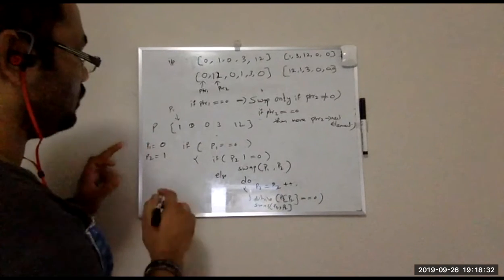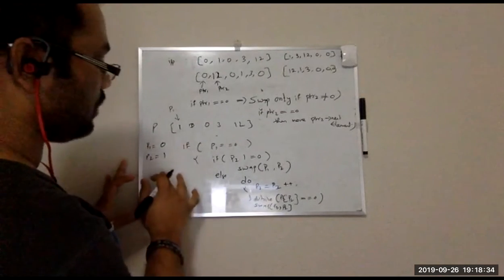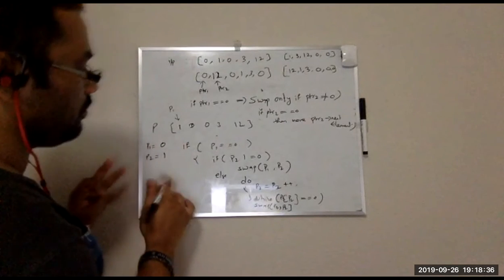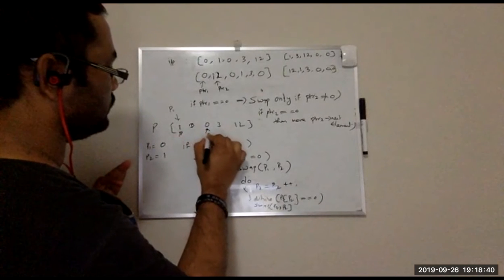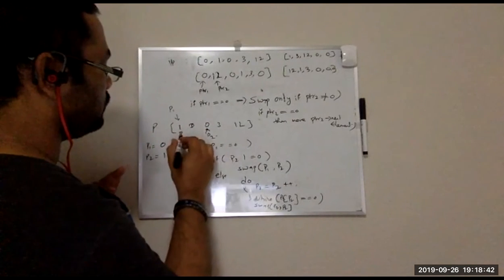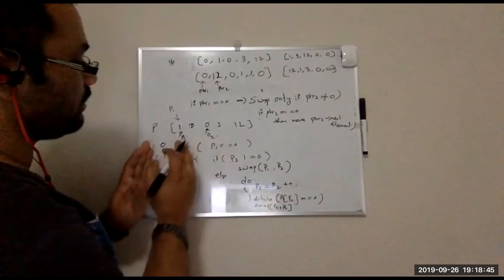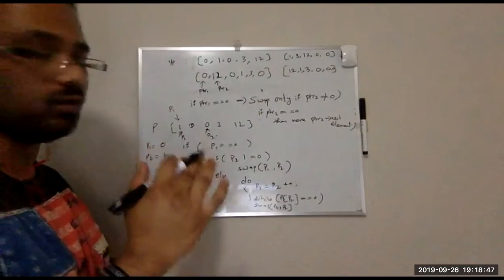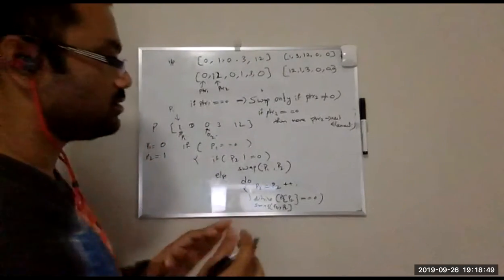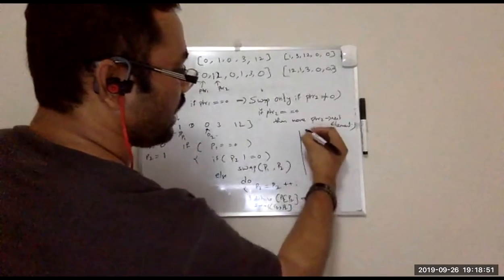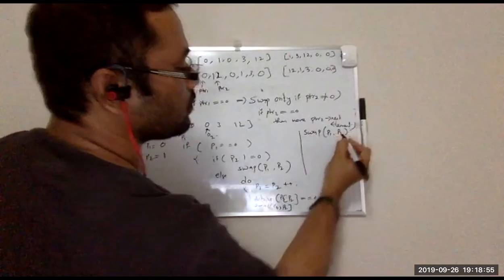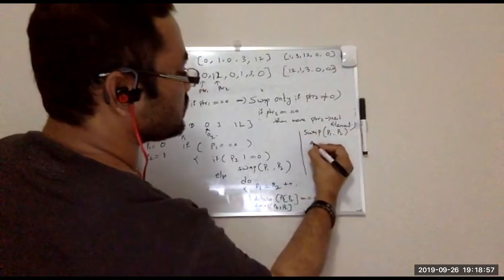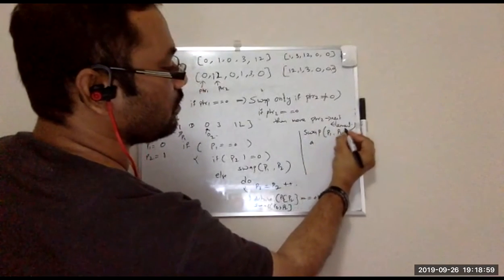Okay. And now after swapping, we need to move our pointers, so move pointer 1 and pointer 2 to the next element. So we will have that in the swap function: swap P1 comma P2. These are the indices. Say for example, we also pass the array.